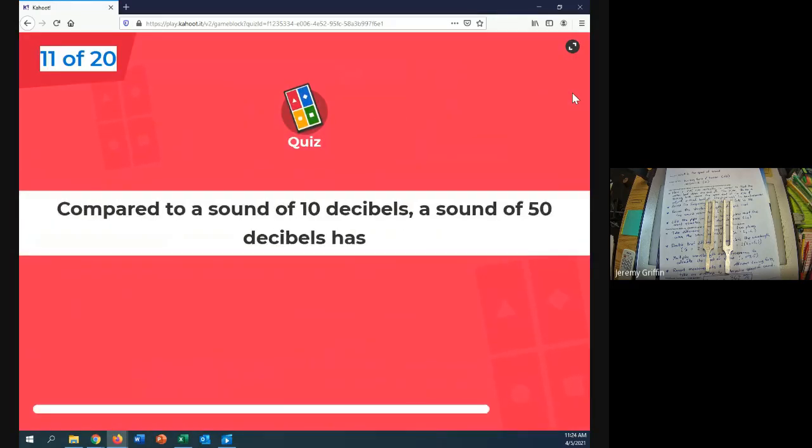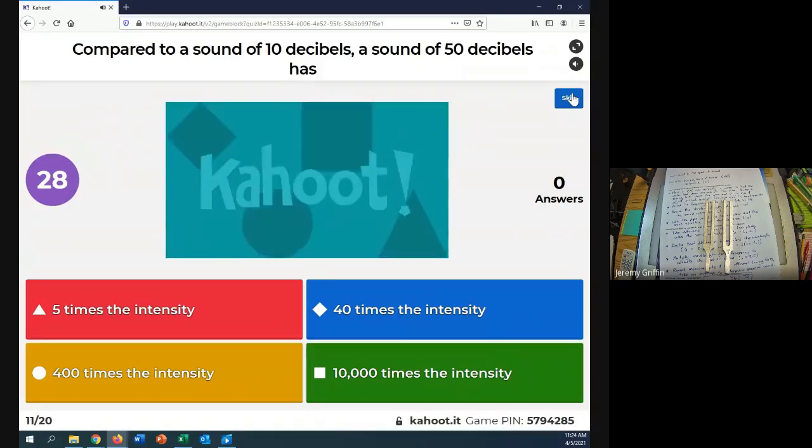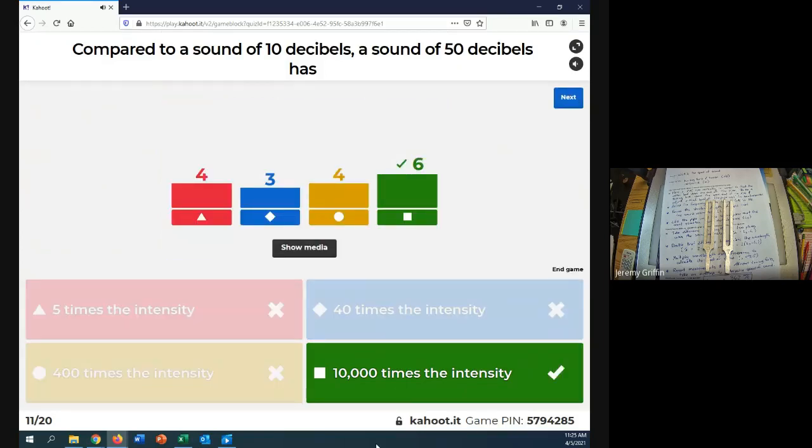Oh, here's something I didn't talk to you guys about. 10 decibels versus 50 decibels. I know, logarithms. You're onto it. Logarithms. Yep. What we're talking about. Okay. Yeah, so the answer is about 10,000 times. Ooh, man, a bunch of you guys got that, which is awesome because I haven't really talked about this.